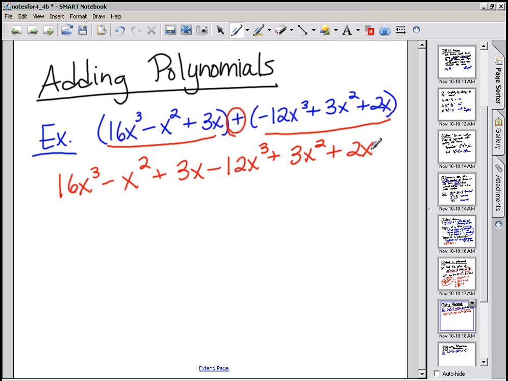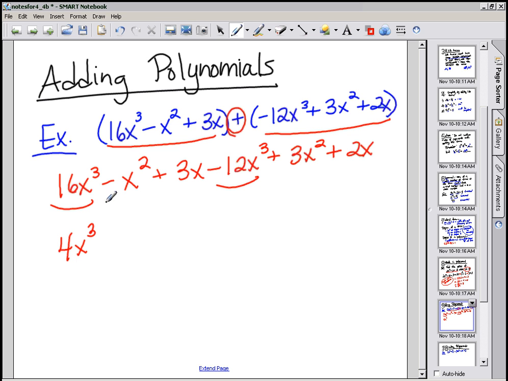So now, if you need to rewrite it, you can group those things that are like terms together, if that helps you. Just remember to bring the sign in front of the term with the term that you're moving. Here I'm just going to do it looking across to see where we have like terms. If I have 16x cubed minus 12x cubed, to add those like terms, I add their coefficients. So 16 minus 12 is 4. The variable component stays the same.